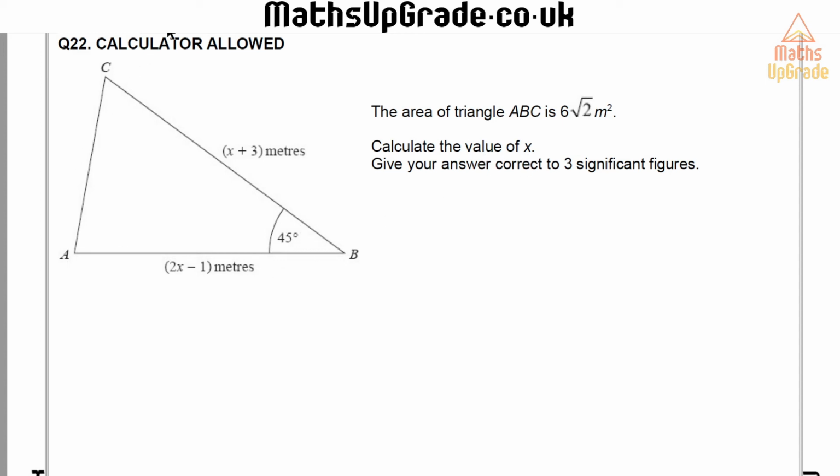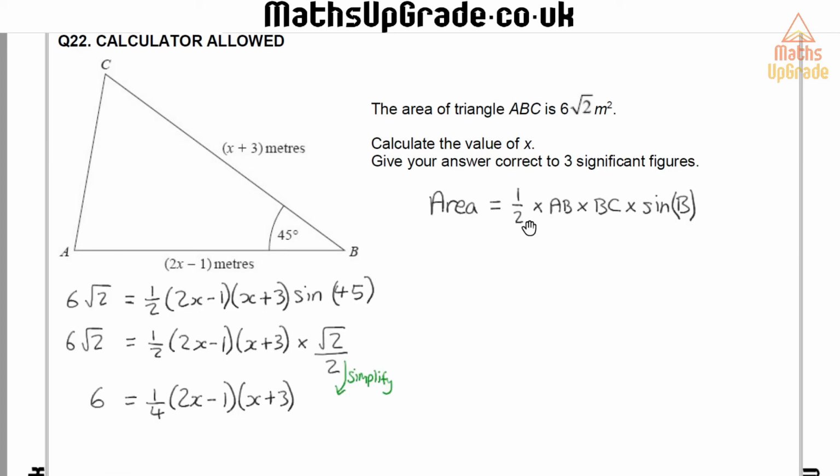So the formula I need here is that the area of a triangle is given by half ab sine C. So that's half of the product of 2 sides multiplied by the sine of the angle between them. So here's my 2 sides and here's my angle between them. So I need to find the value of x. I'm just going to use this formula here.